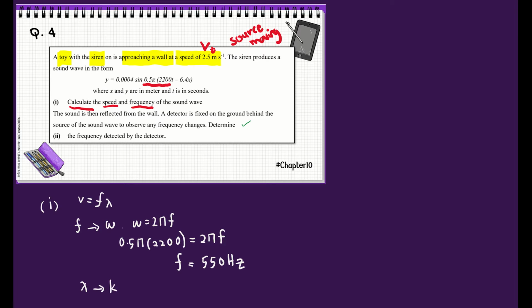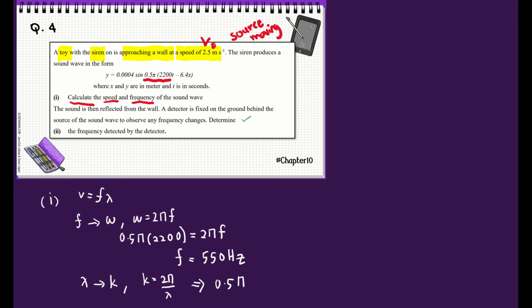Then we want to find our lambda, which we get from k. Knowing that the equation of k is 2π over λ, we have k equal to 0.5π times 6.4 from the equation in the question, equal to 2π over λ. Then you will get λ equal to 0.625 meter.